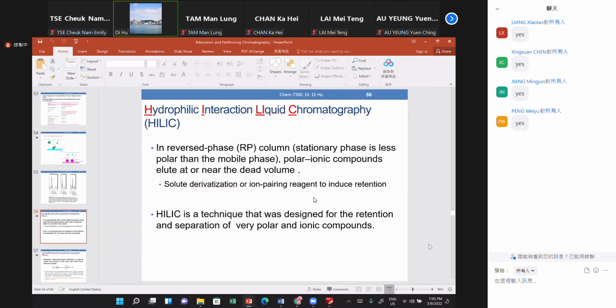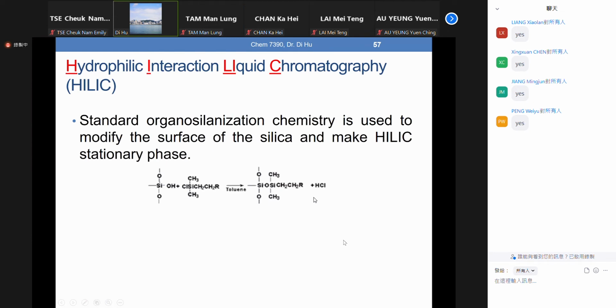Okay, and this is where we stopped last week. When we talk about making the stationary phase, same for HILIC, you also start from the silica column, and the silica is modified with standard organosilanization chemistry, used to modify the surface silanol, to convert that OH to derive it to have a long tail.